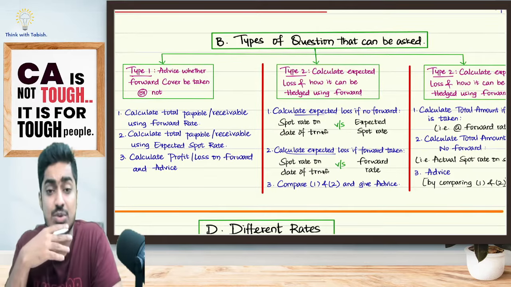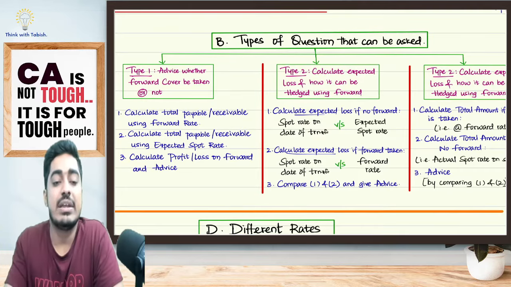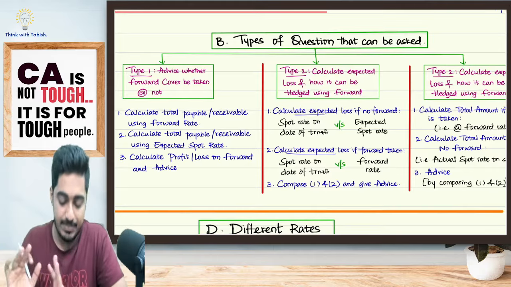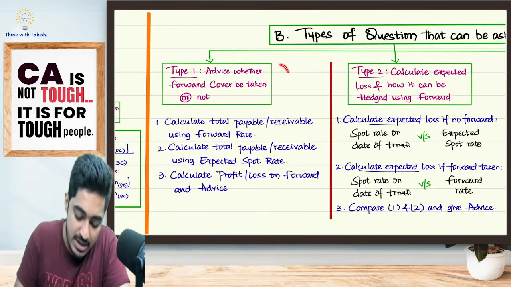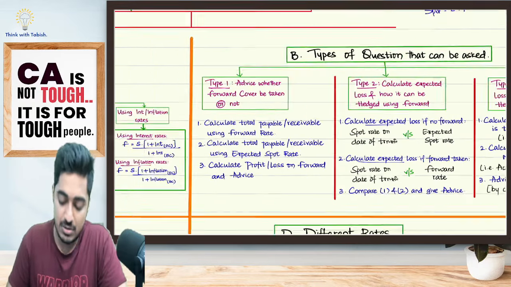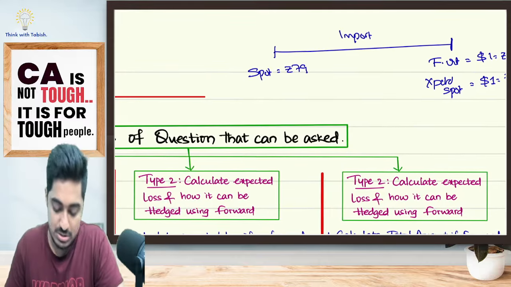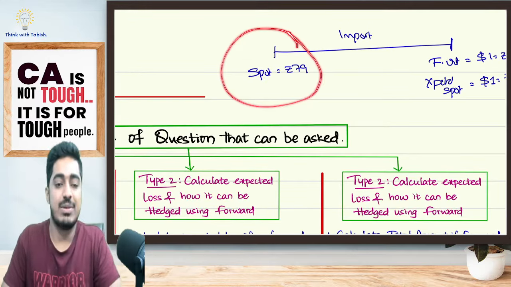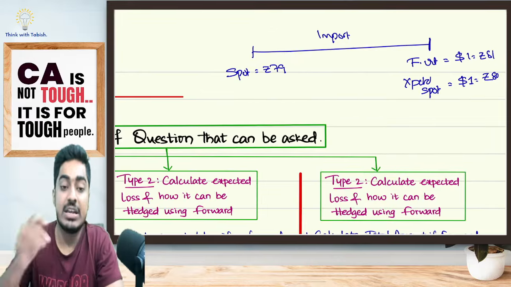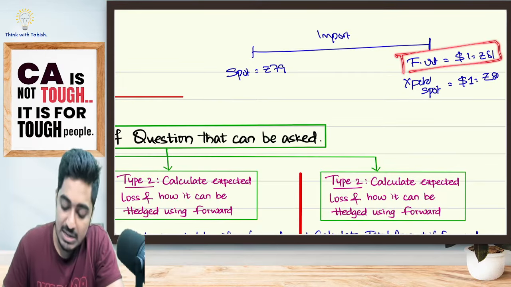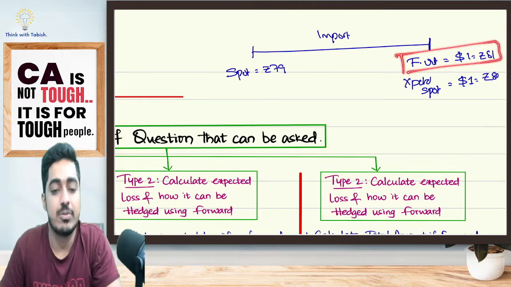Next, most of the time a question comes whether we should enter into a forward contract or not. Such questions will come. Now understand, 3 different types of questions can come. Question number 1: whether a forward contract should be entered or not. Imagine today I imported goods. Today the rate was 79, but I am not making payment today. I am making payment 3 months later. If I enter into a forward now, the dealer is telling me that for every dollar I can pay 81 rupees.